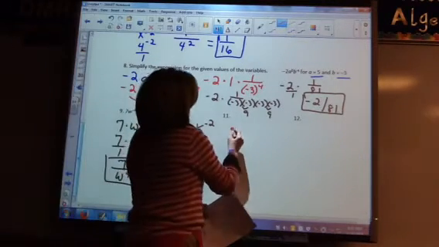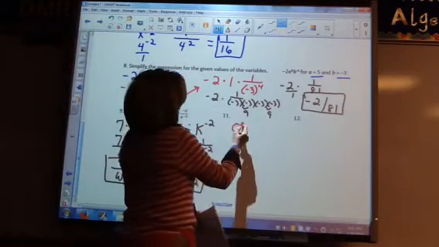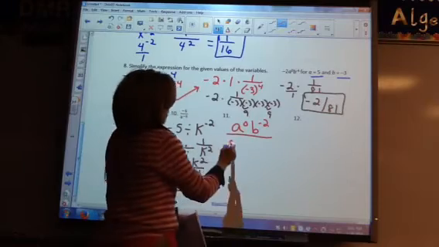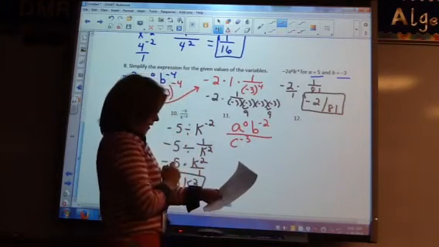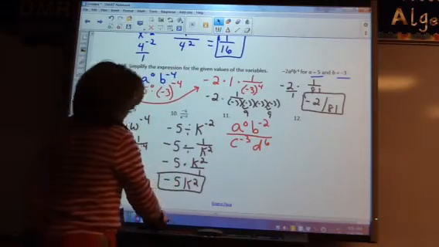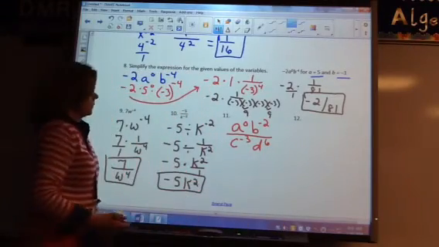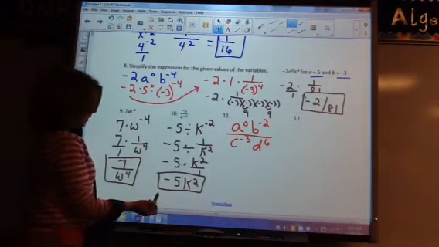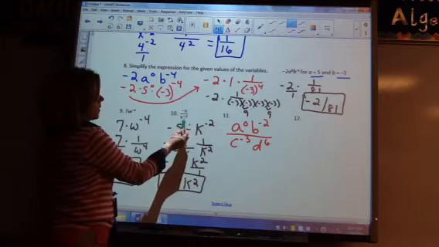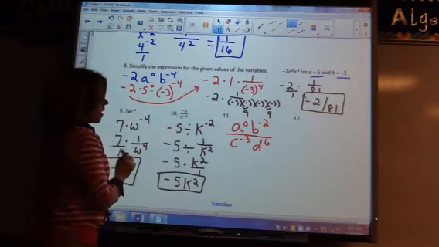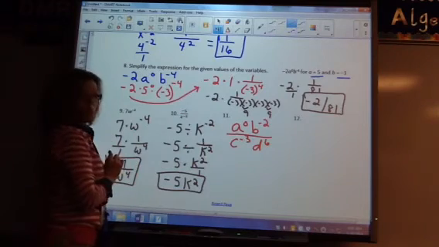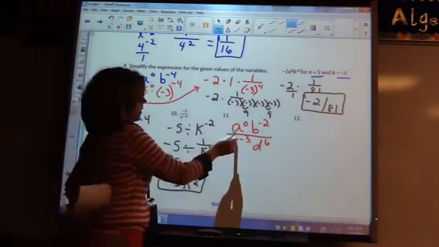All right, for 11, we have a to the 0, b to the negative 2, over c to the negative 3, and d to the 6. All right, now let's go back to number 10 here. If you all notice, when we start with a negative exponent as the denominator, our final answer was we moved it to the top with a positive exponent. So let's look at this one here, okay?